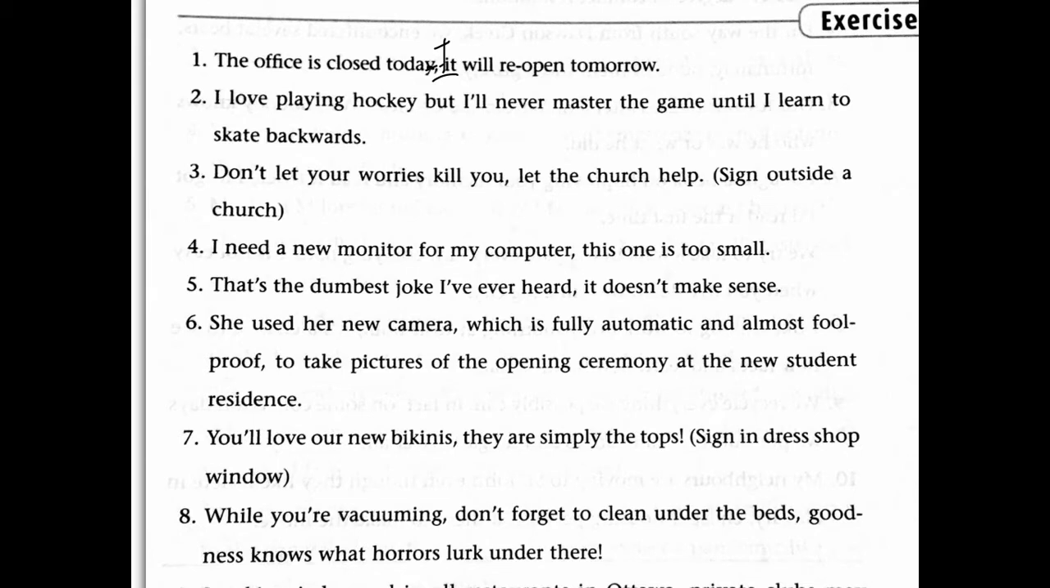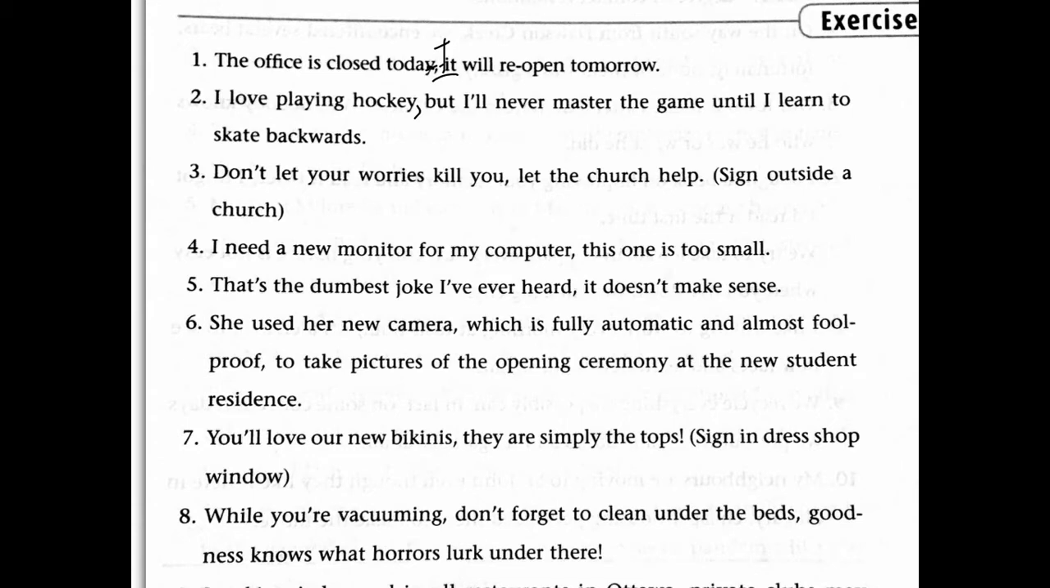Okay, number 2. I love playing hockey, but I'll never master the game until I learn to skate backwards. Okay, so here what we need to do in order to correct it is it's actually missing a comma. So I love to play hockey, comma, but I'll never master the game until I learn to skate backwards. Because but I'll never master the game until I learn to skate backwards is a dependent clause. We can link it together using the comma with I love to play hockey, which is a full sentence.